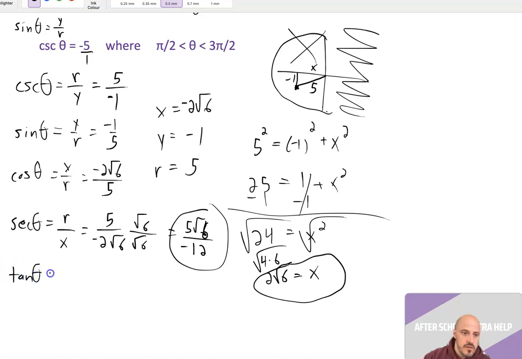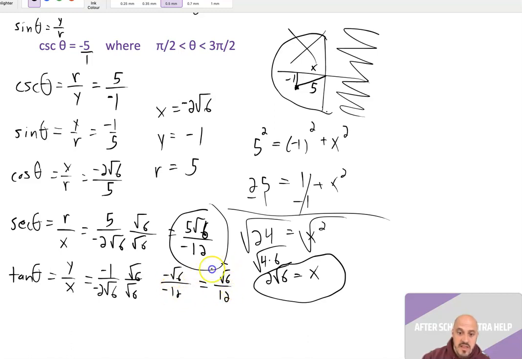Tangent is y over x. So I take my y, which we said already was -1, and I put it over my -2 root 6. And again, that's not pretty. Let's rationalize. So I get -root 6 in my numerator, and root 6 times root 6 is 6. I get that same -12. And the nice thing here, and it's a kind of nice self-check, is that if I'm doing all my math correctly, tangent should be positive in your third quadrant, because both x and y are negative. A negative divided by a negative is a positive. So it's a nice little self-check.